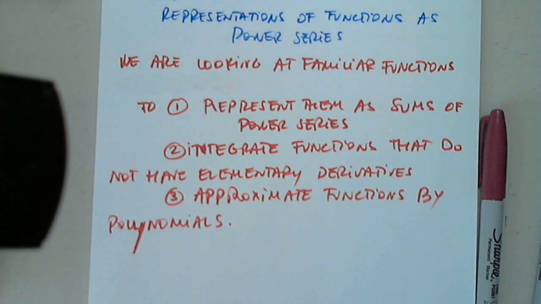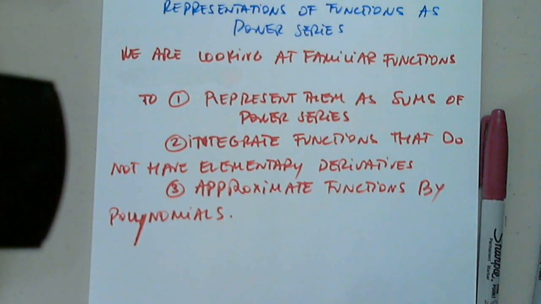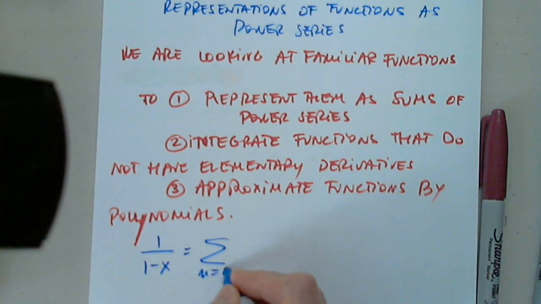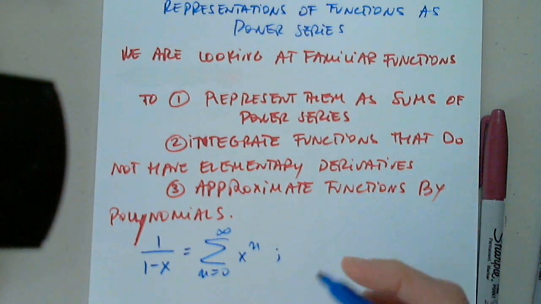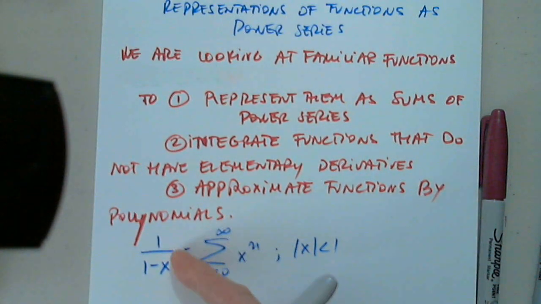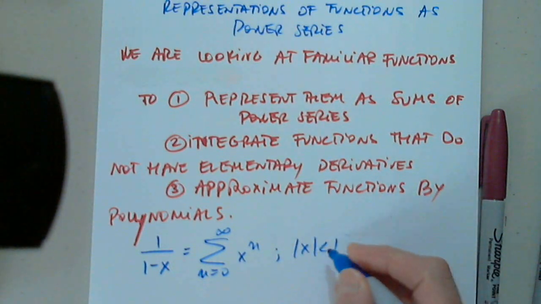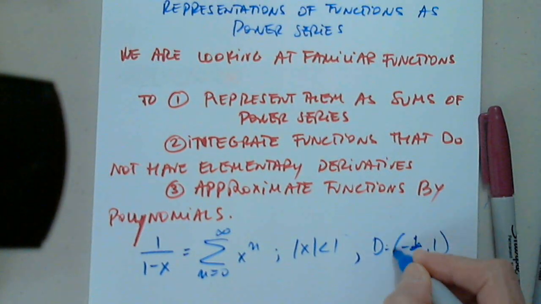Okay, we do know at least one power series representation of 1 over 1 minus x. We've looked at this a long time ago. And this we know is the sum from n equals 0 to infinity of x to the nth power. And of course, it converges for x less than 1 in absolute value. And we say that this is the power series representation of 1 over 1 minus x. And of course, the interval, as you see here, the domain of this function is negative 1 to 1.